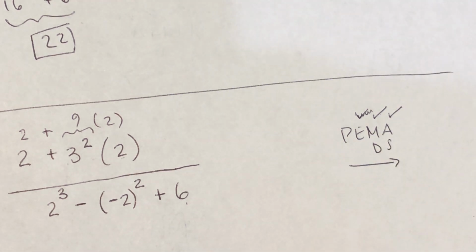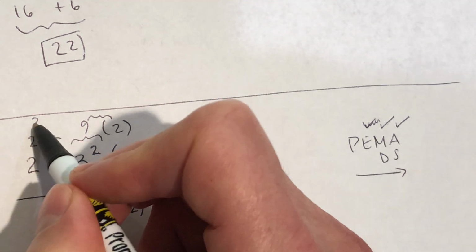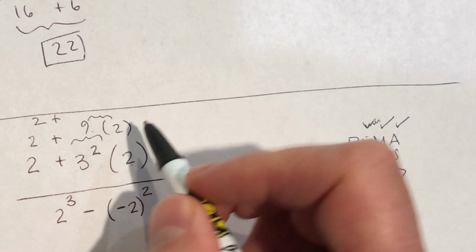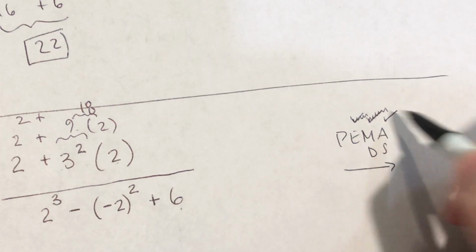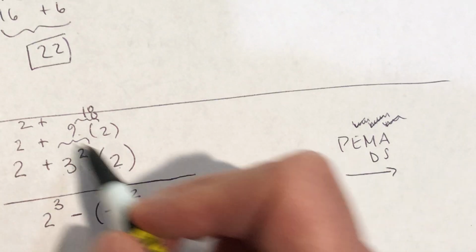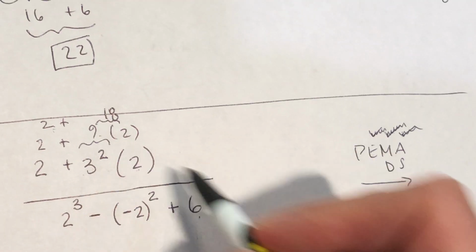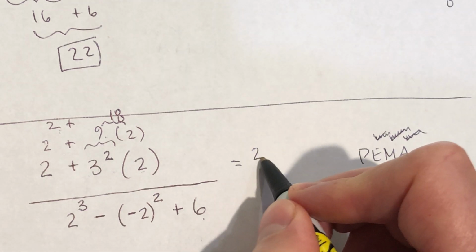Now we've got to take care of multiplication right here. So I'm going to carry up the 2 plus. So 2 plus, well, 9 times 2 is 18. So I took care of that operation of multiplication. So the last thing to do in the numerator is to take care of the addition. So 2 plus 18 is 20. So all of that simplifies to a numerator of 20.